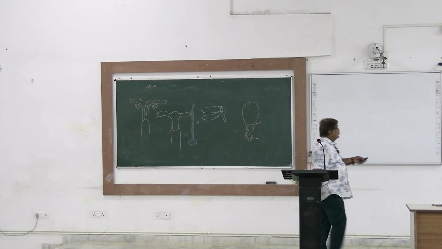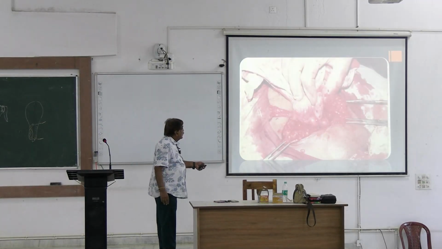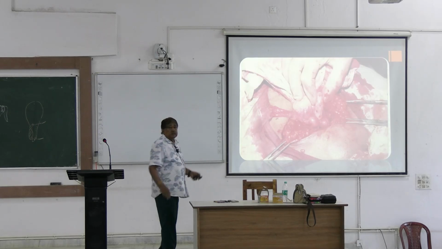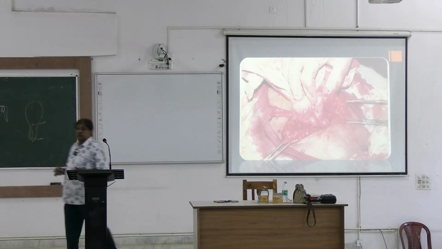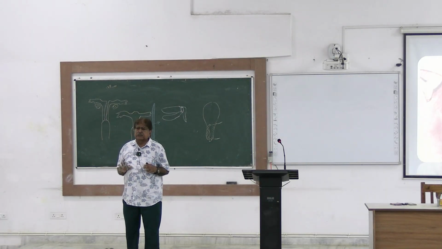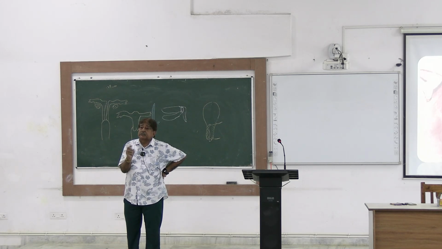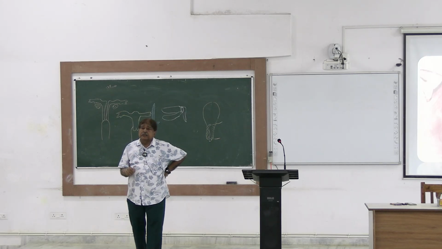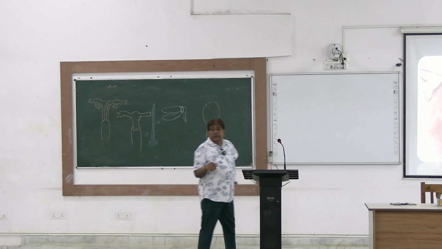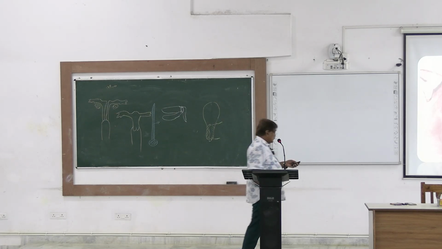So I can show you. This is the fallopian tube of the right side, and this is the left side. These are the two ovaries. The patient came with no menstruation. I did a vaginal examination and could not feel the uterus. Then I suggested that she go for a laparoscopy. And I found this.